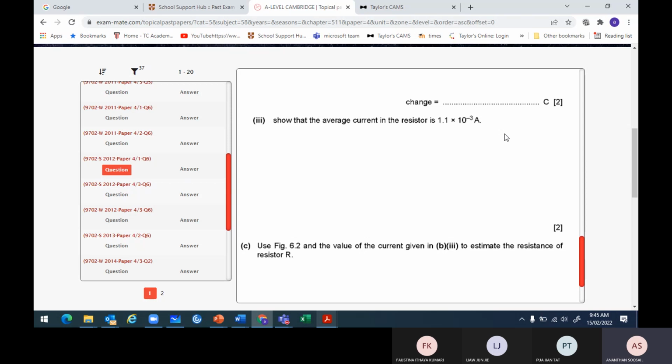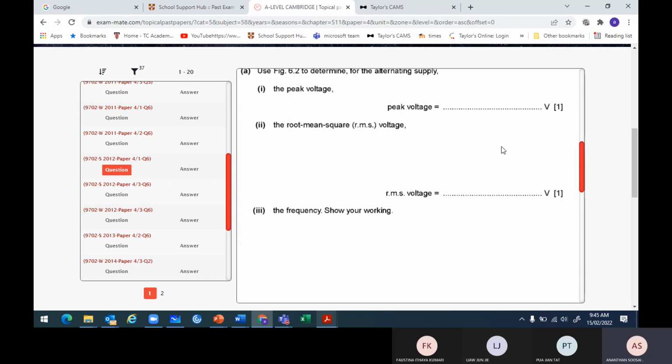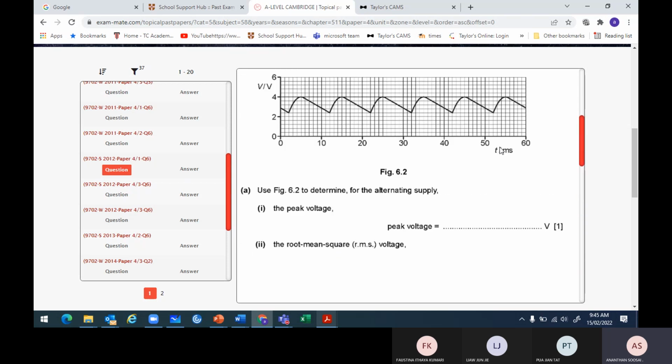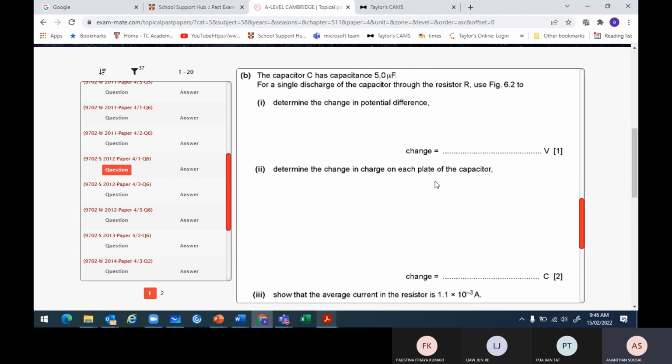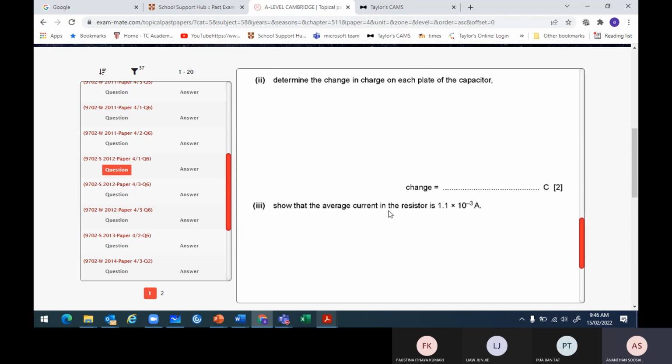Current is the rate of flow of charge, right? I equals Q over T. You know the charge. What time do you use? Oh, this is the average current. I use the period. Like the time it takes to drop, during discharging, right? But here the current is what? Is it the average current? Show the average current.